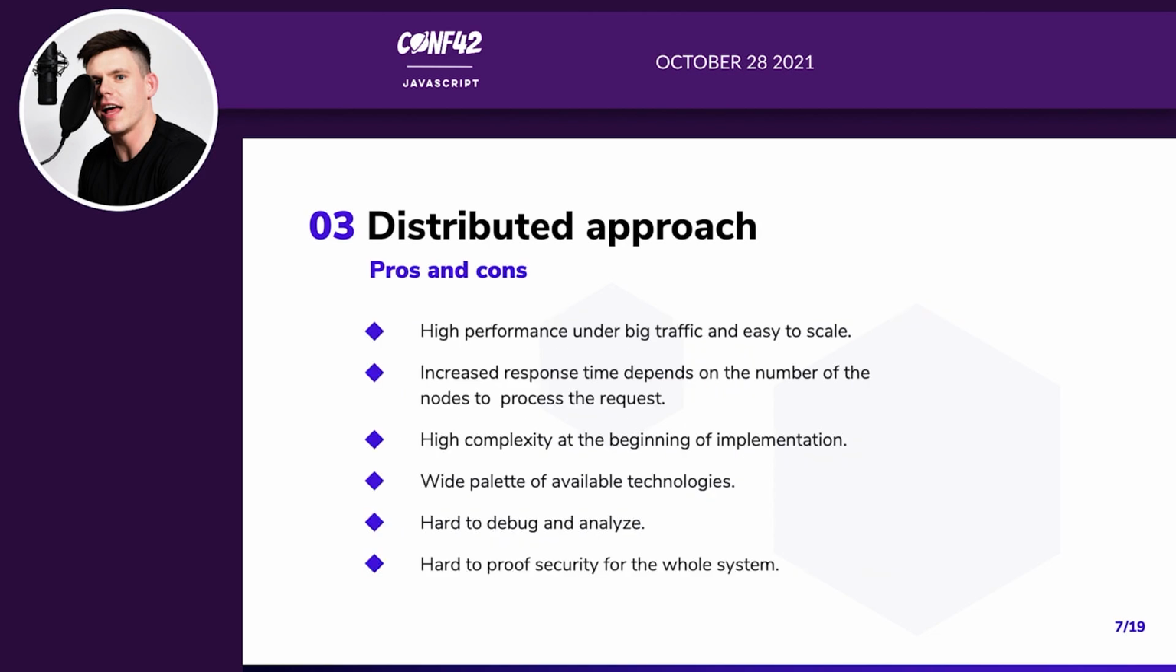The pros and cons of the distributed architecture are high performance under big traffic, and it's really easy to scale. Response time increases depending on the number of nodes needed to process the request. There is high complexity at the beginning of implementation, a wide palette of available technologies, it is hard to debug and analyze, and hard to prove security for the whole system. Does it make sense? So let's move forward.